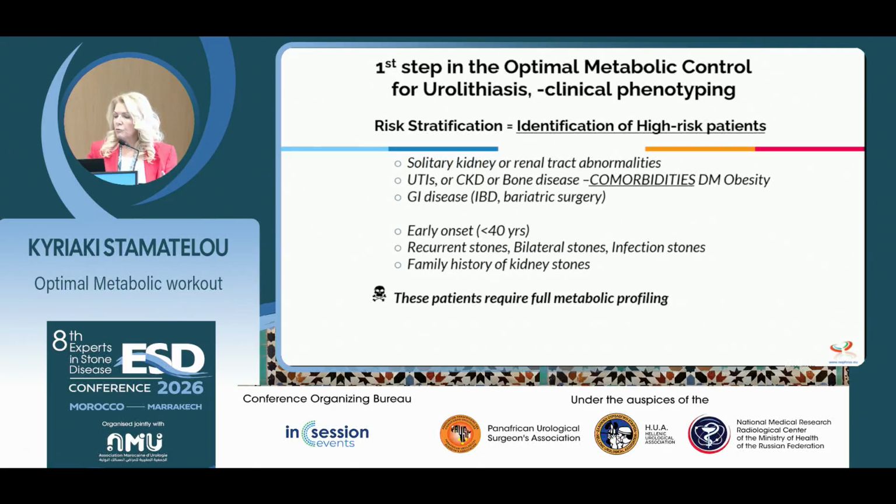It is stones that start early, at an early age. It's stones that are recurrent. It is stones that are complicated. It could be bilateral stones, it could be infection stones, and it could be a positive family history of stones. All these patients are at high risk, and we should do them a full metabolic profile.